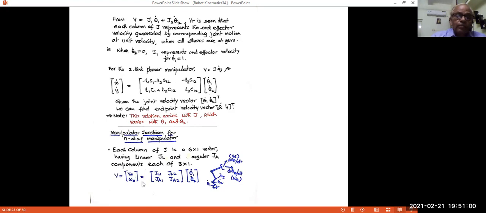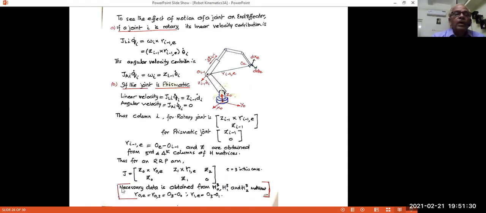Similarly, the J column is going to be a 6-component vector. Of that, the top 3 will contribute to the linear velocity component, and the bottom 3, let us say, will contribute to the angular velocity component. Taking it that way, now look at a general n degree of freedom manipulator. We'll take one joint and see, if it is a rotary joint, how it will affect the endpoint linear velocity and angular velocity.